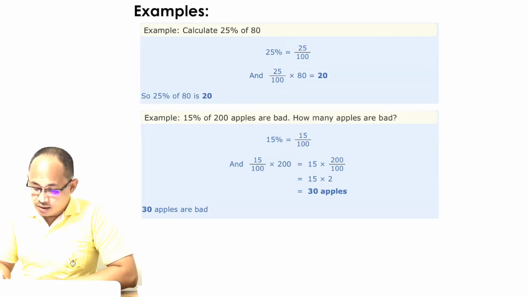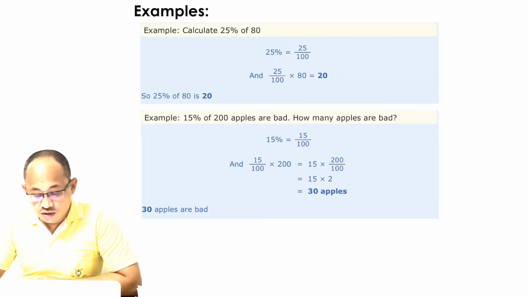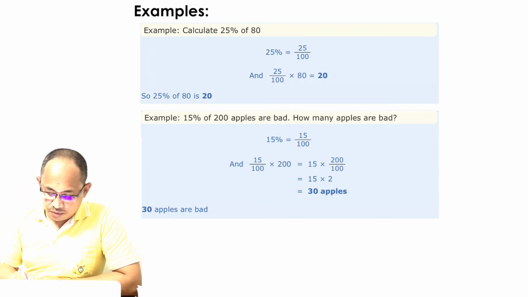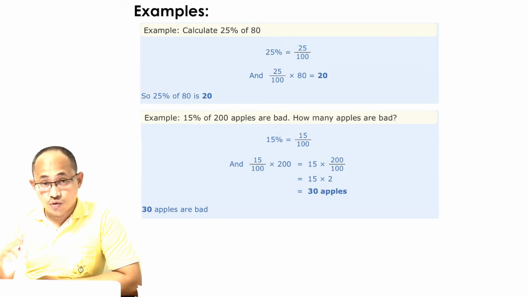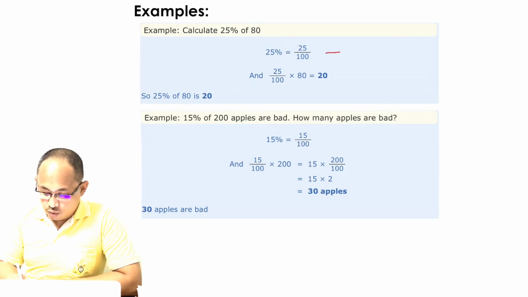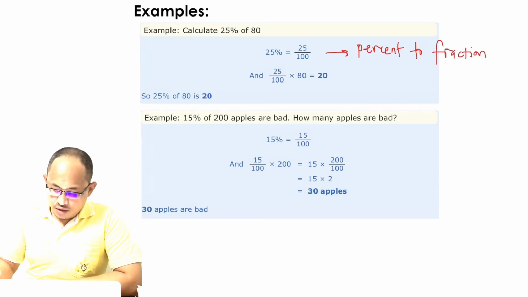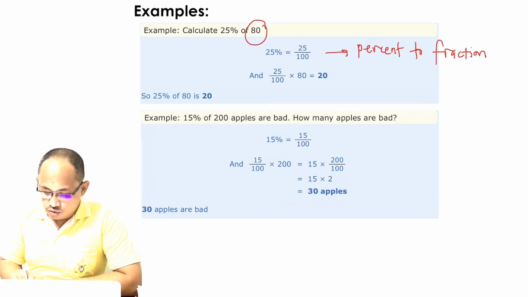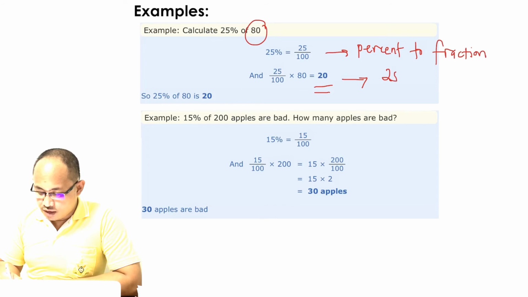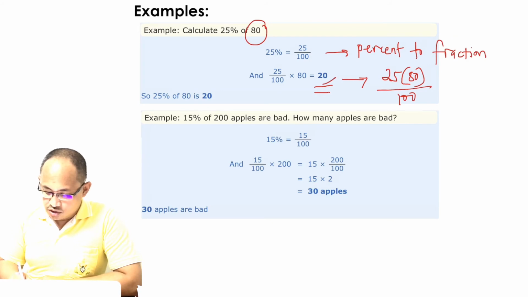Now, let's have a quick example about percentage. Calculate 25% of 80. Now, 25%, when you convert it, becomes 25 over 100. This is how we convert percent to fraction. So 25 over 100 times 80. Okay, because we're trying to get the 25% of 80. So times 80, the result will be 20. How do we solve this? 25 times 80 divided by 100. So the result is 20.